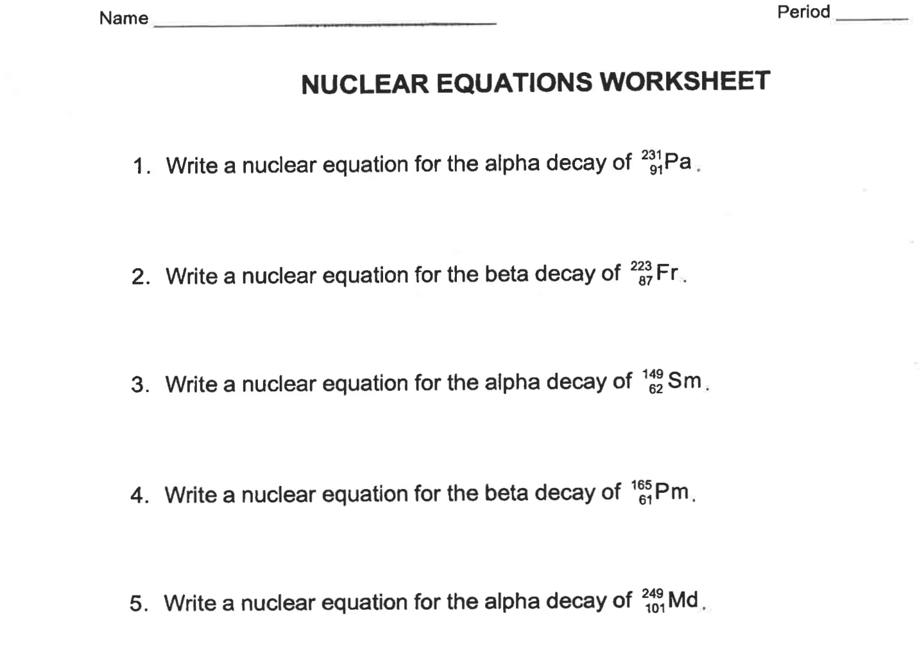So number one, we're going to write a nuclear equation for the alpha decay of Pa, which is protactinium. The first step is we're just going to take this symbol given and rewrite it. 231, 91, Pa. So you're just rewriting it.